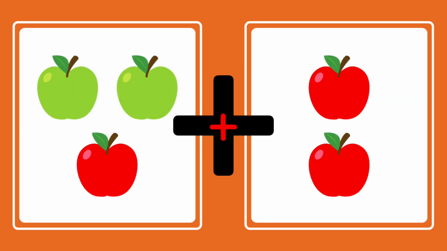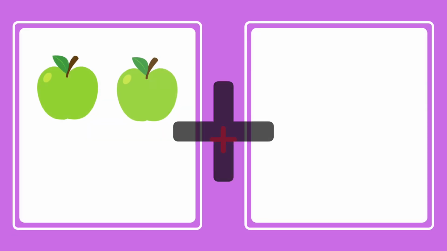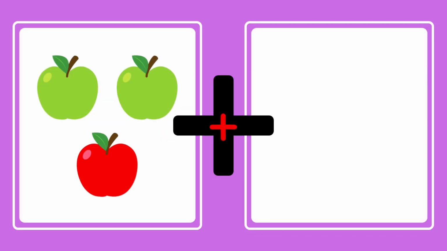You have 3 apples, now add 2 more, how many? The answer is 5, hooray. Now you have 3 apples and you are adding 0, now how many? The answer remains same, 3.